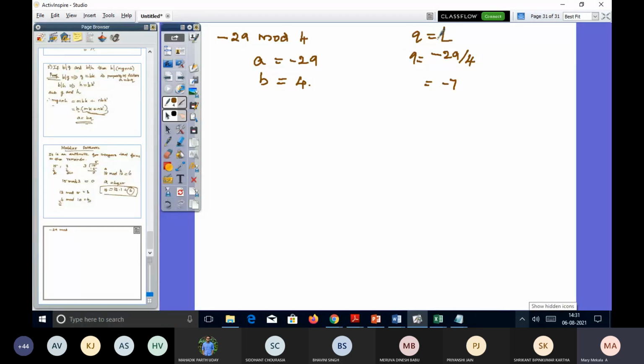So you can find the value of Q as minus 29 by 4. When you get minus 7, you have to find the next smallest integer which is less than this. So what is the next smallest integer for minus 7? That is minus 8, isn't it? So this is the value of Q.